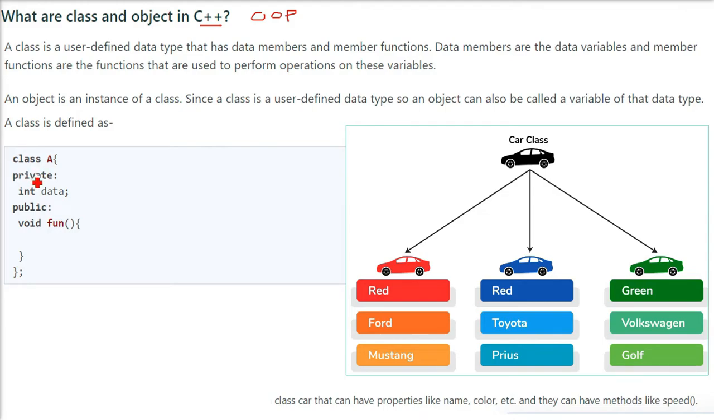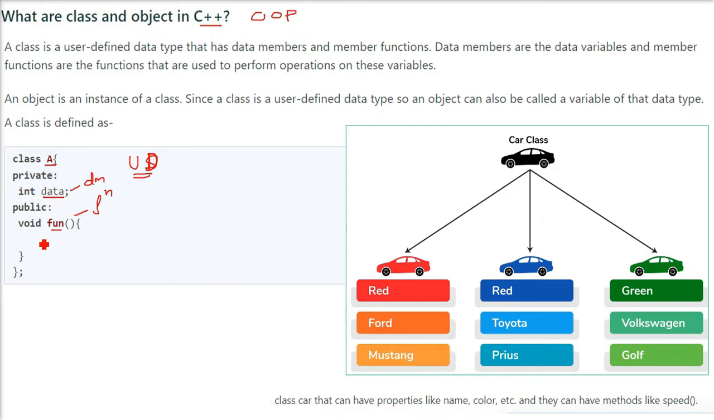This is a class. Basically, class is a keyword, and this is a framework. You can say it is a blueprint. So class is a user-defined data type, and that has data members and member functions. Why are we calling it user-defined? Because we are making it. So we have the data members and member functions of this user-defined data type. The data members are also called data variables, and these are the data variables I'm pointing to. Then we have the member functions. These are the functions that are used to perform operations on these variables.